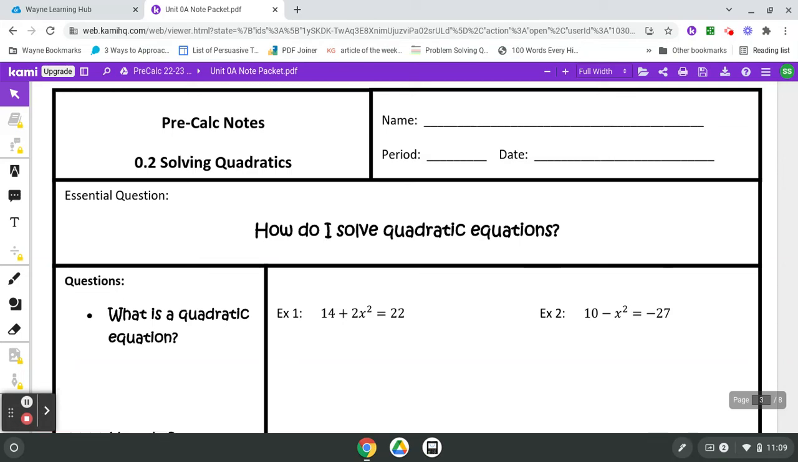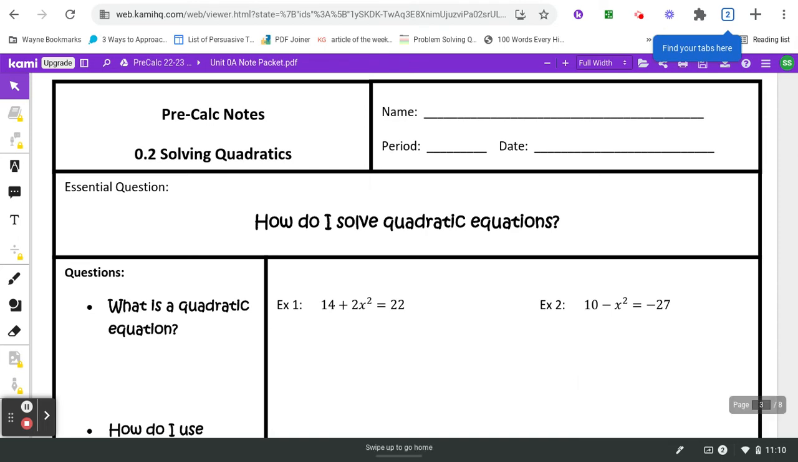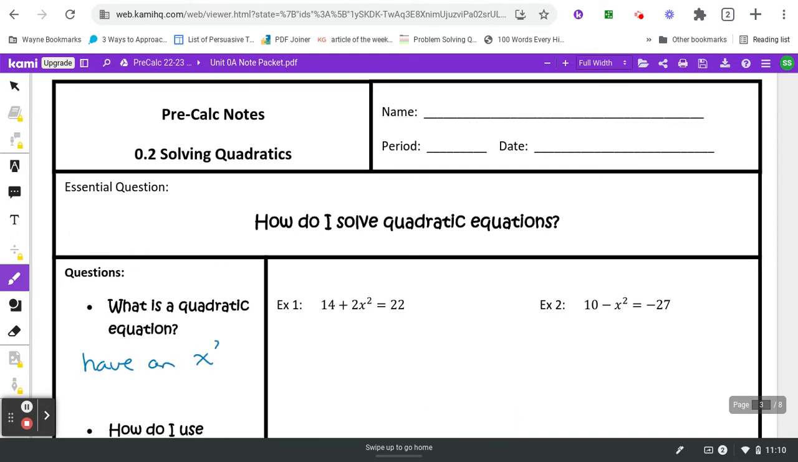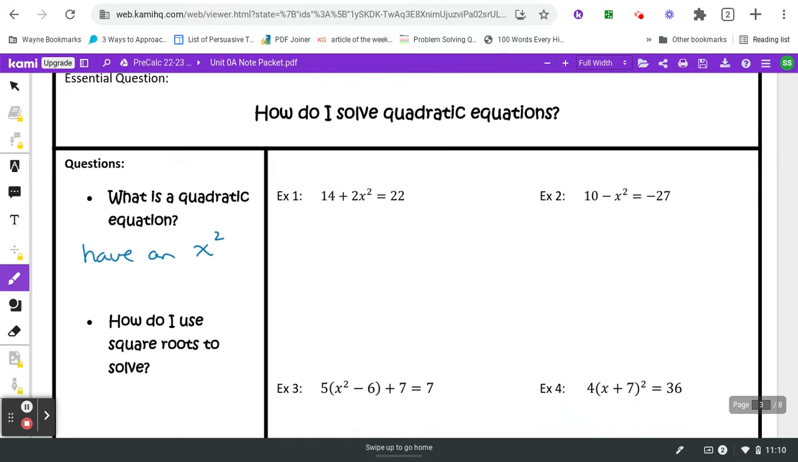These are the 0.2 notes for pre-calc. Today we're going to be solving quadratic equations. Quadratic equations are equations that have an x squared in them. In our previous lesson we were working on linear equations, so those just have an x, and this is x squared. So there are 4 different ways to solve these equations.